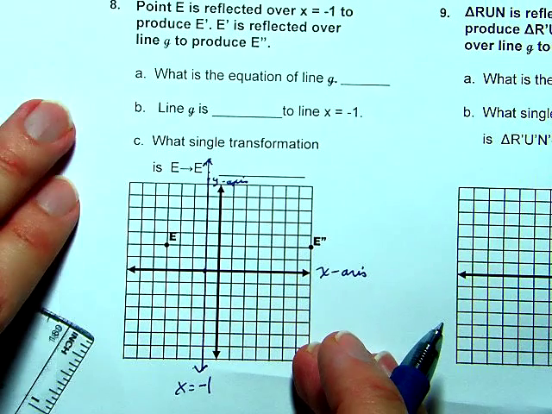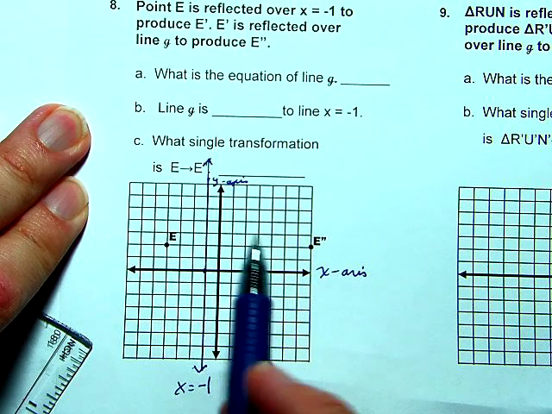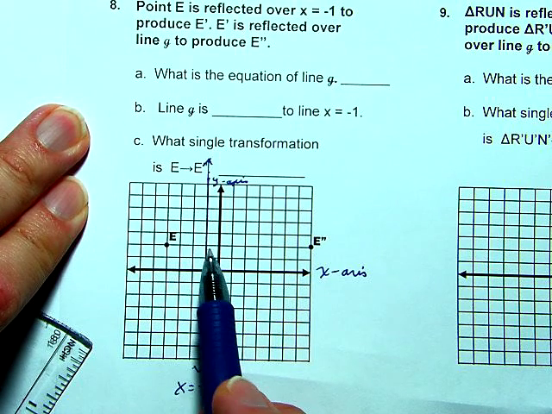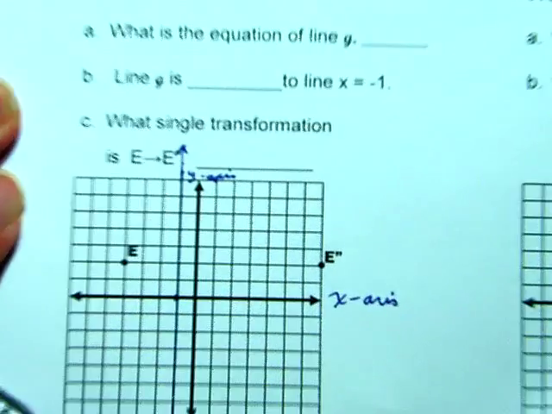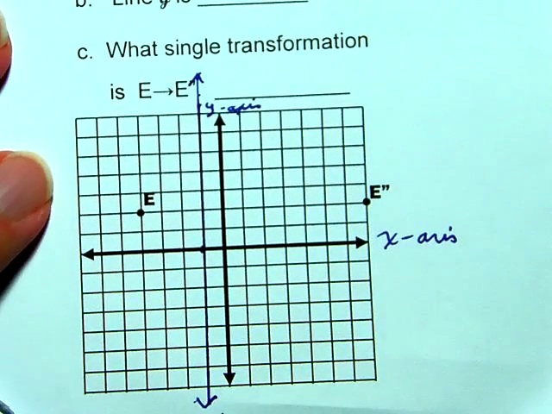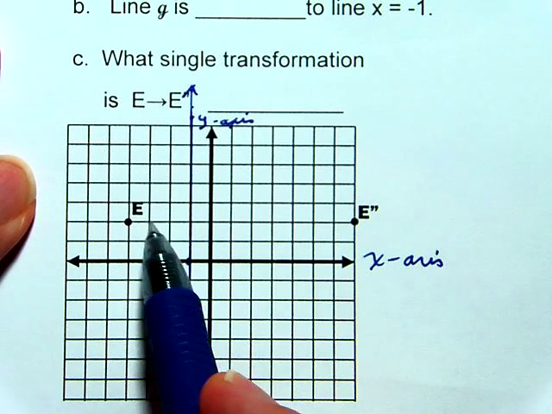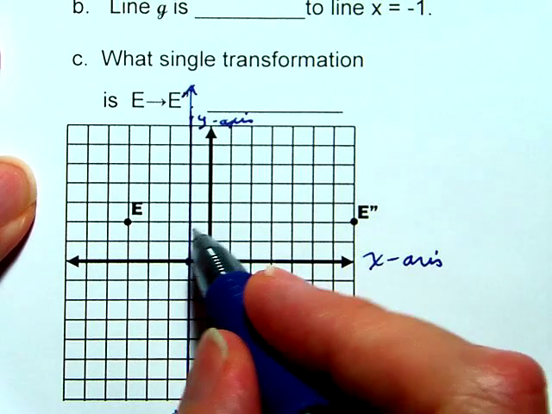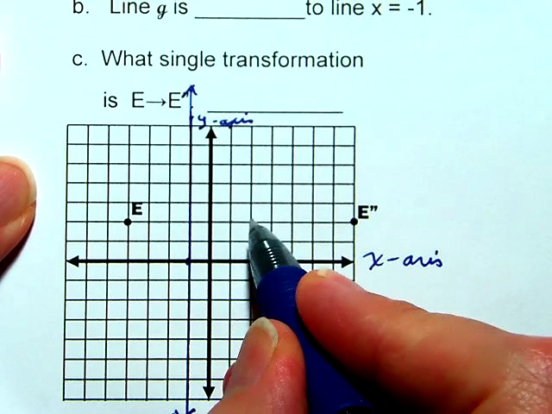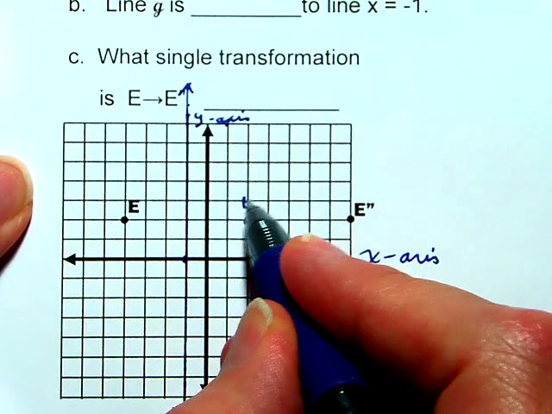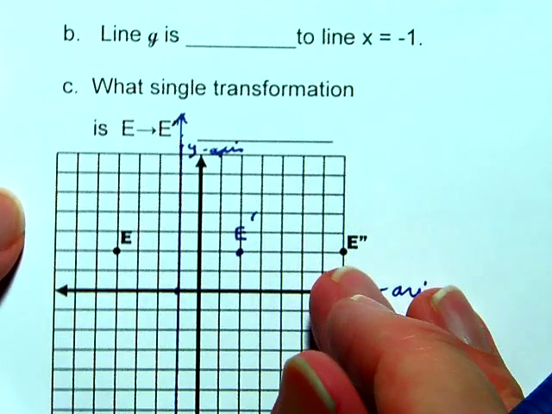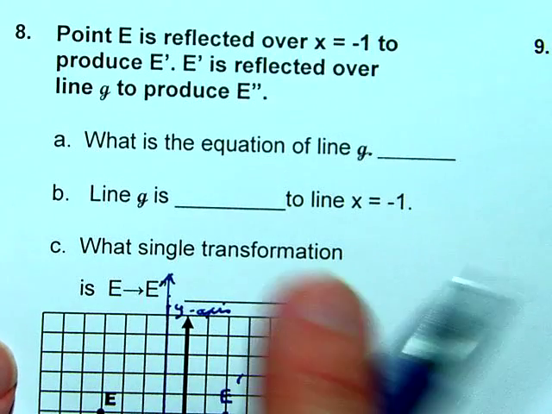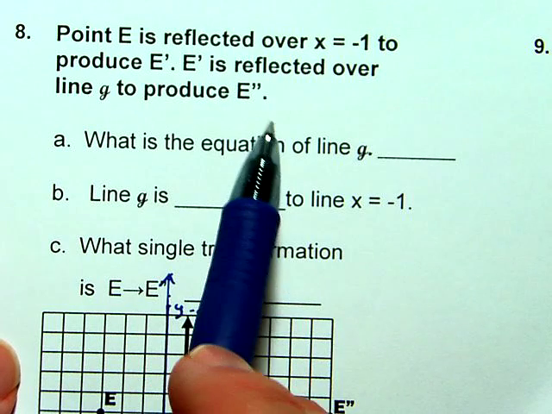And now we've got to reflect E over that line. So this E is 1, 2, 3 to the left of the line, so its reflection has got to end up being 1, 2, 3 to the right of the line. So this is E prime. E prime is going to be right there. And then E prime is reflected over line G to produce E double prime.